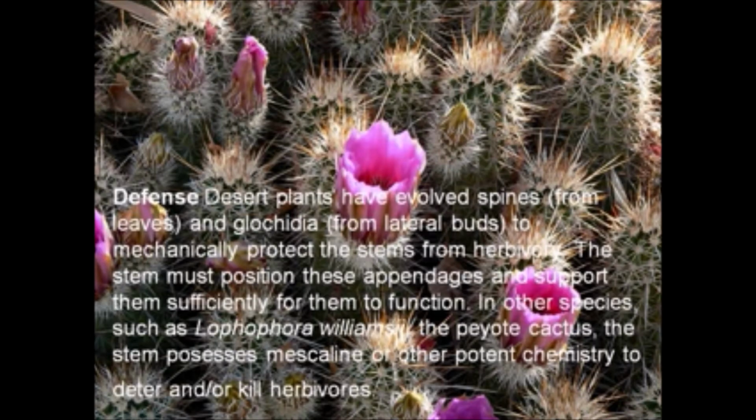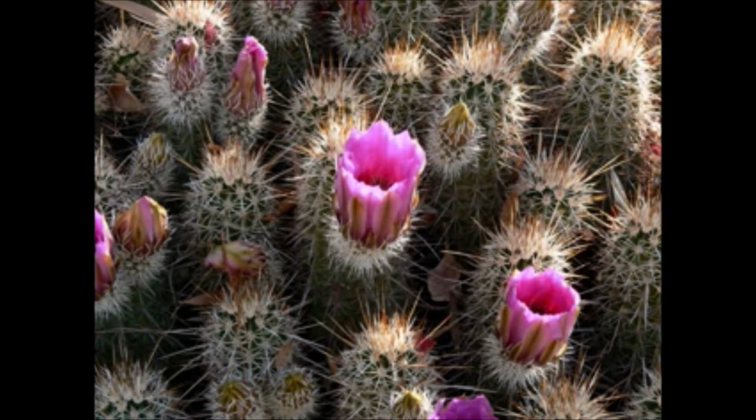Defense. Desert plants have evolved spines and glochids to mechanically protect the stems from herbivory. The stem must position these appendages and support them sufficiently for them to function. In other species such as Lophophora williamsii, the peyote cactus, the stem possesses mescaline or other potent chemistry to deter and to kill herbivores.